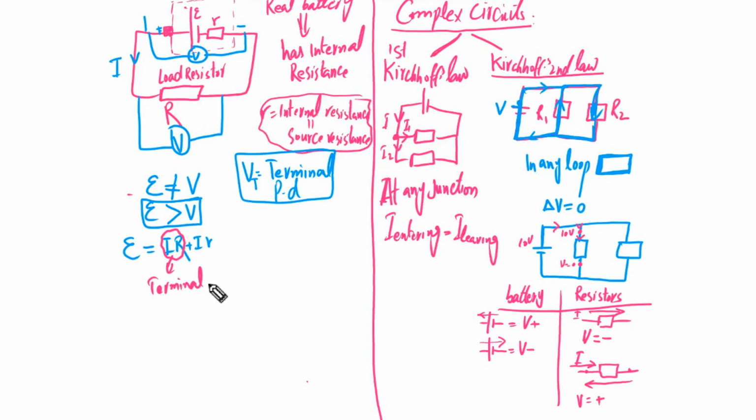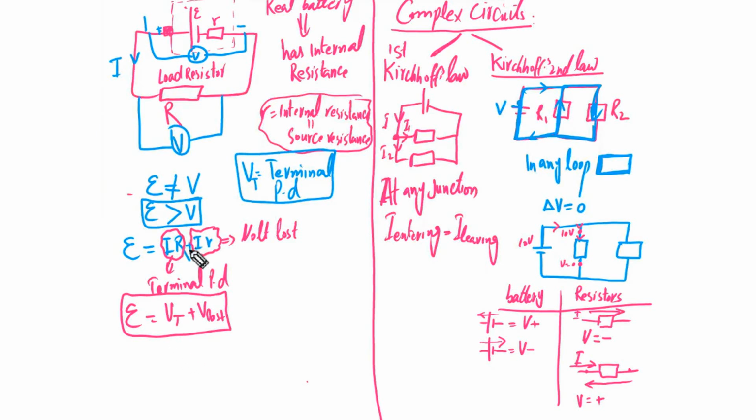This IR is the terminal PD, and this term you see here is called volts lost. It means this many volts are lost inside the battery due to its own resistance. So we can write the formula as E is equal to VT plus V lost.